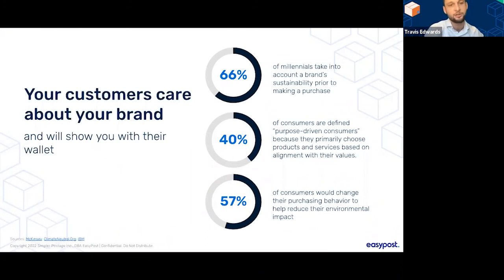McKinsey found in a survey that 66% of millennials take into account a brand's sustainability prior to making a purchase. And as millennials continue to represent a larger and larger portion of the consumer pie, this millennial trait will increase in significance. IBM did a deep dive on consumer types and found that 40% identified as purpose-driven consumers. This is because consumers in this group primarily choose products and services based on alignment with their values. As we see consumers continue to care more and more about sustainability and the environment, this sentiment will have tremendous impacts for the e-commerce industry.